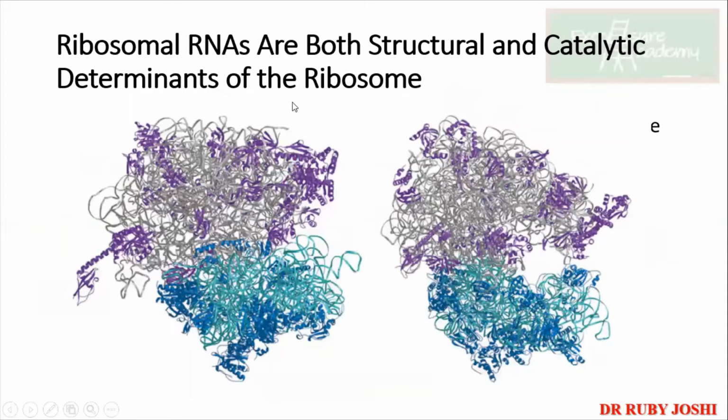Now, ribosomal RNAs are both structural and catalytic determinants of the ribosome. What does this mean? If you see the structure, as I already mentioned, we now have the total available structure of the ribosome. Now we can very easily understand what exactly is happening inside the ribosome. If you see, this is your 50S subunit and this one is your 30S subunit. This is a front view, and this is the side view.